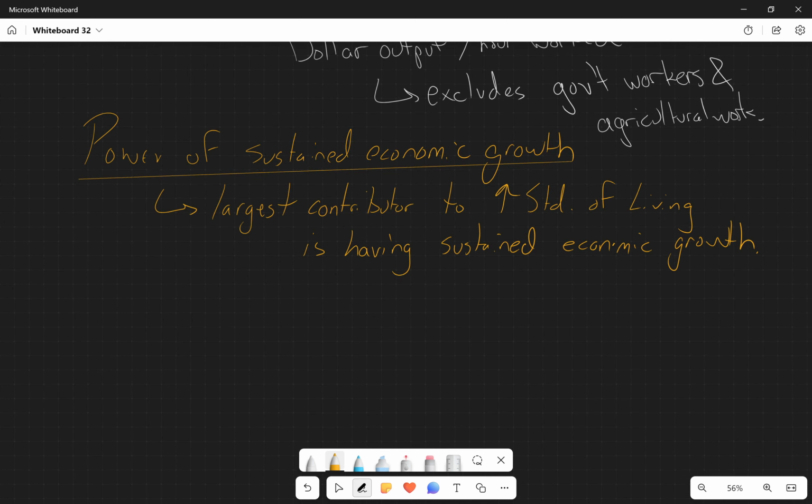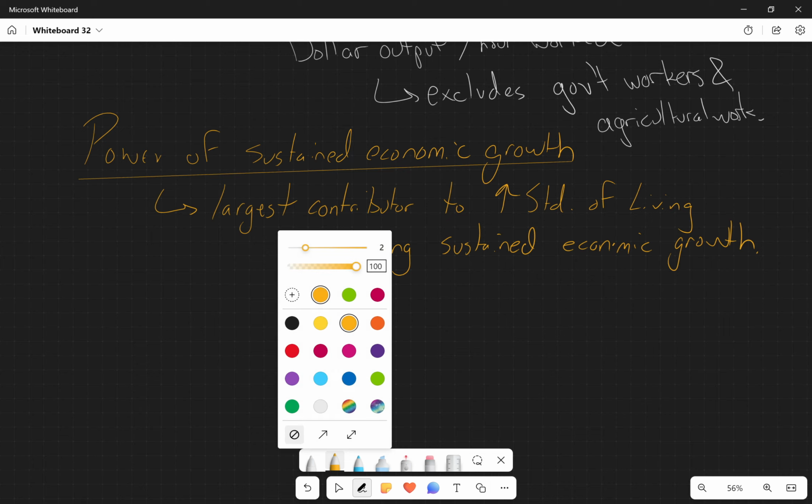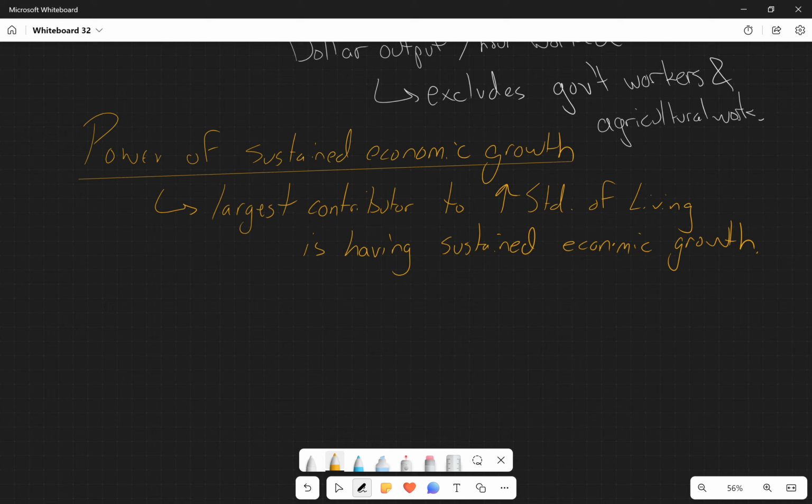And part of the reason for that is that even small changes in the rate of growth end up having large impacts over a sustained period of time, a sufficient period of time. So let's take a look at just some hypotheticals here.